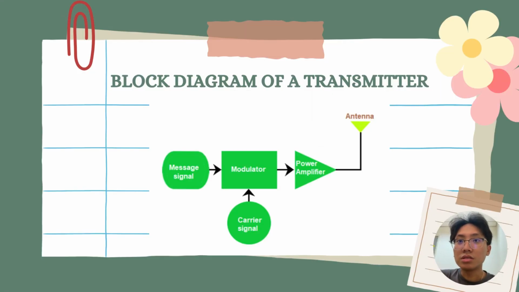As you can see, this is the block diagram of a transmitter, which consists of a message signal and carrier signal, which are passed through the modulator for modulation, and the power amplifier for amplification of the signal, and it passes through the antenna to be broadcasted to the receiver.